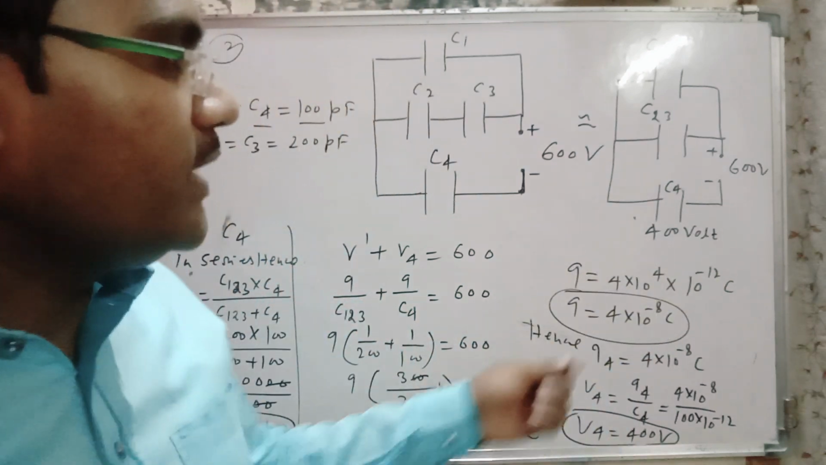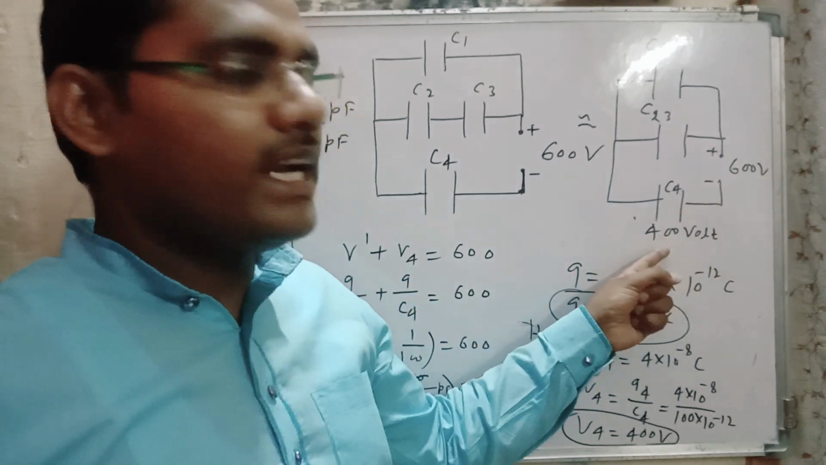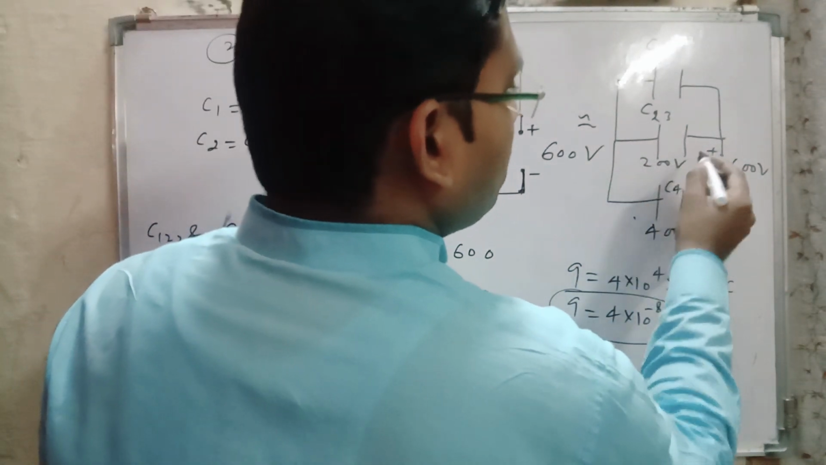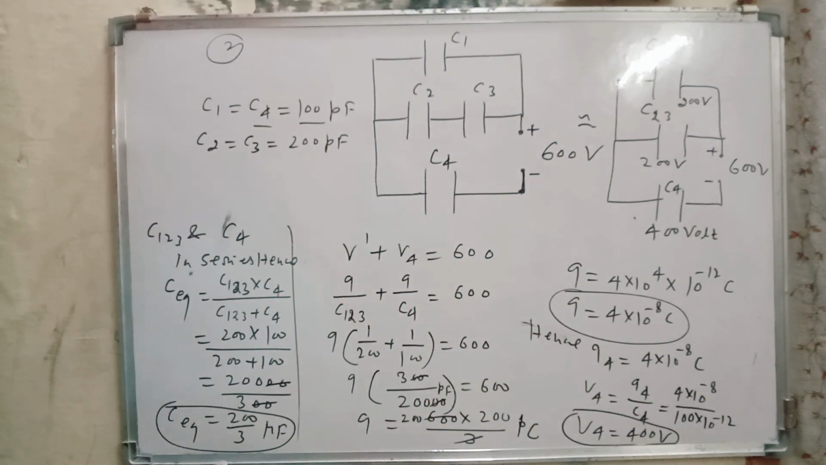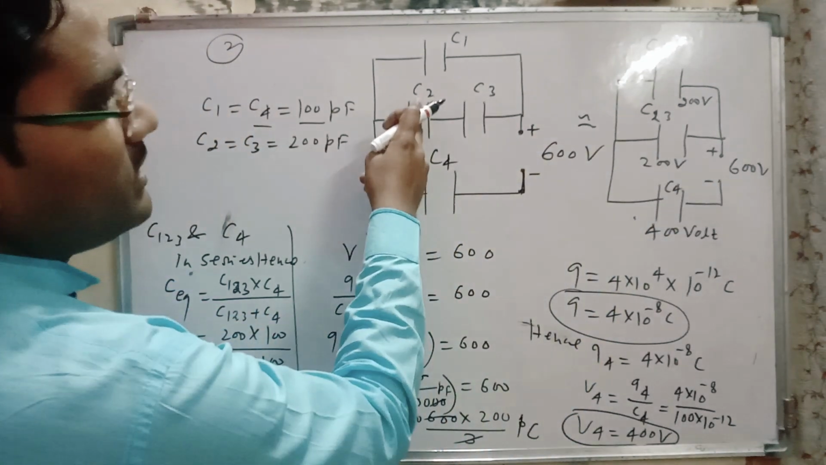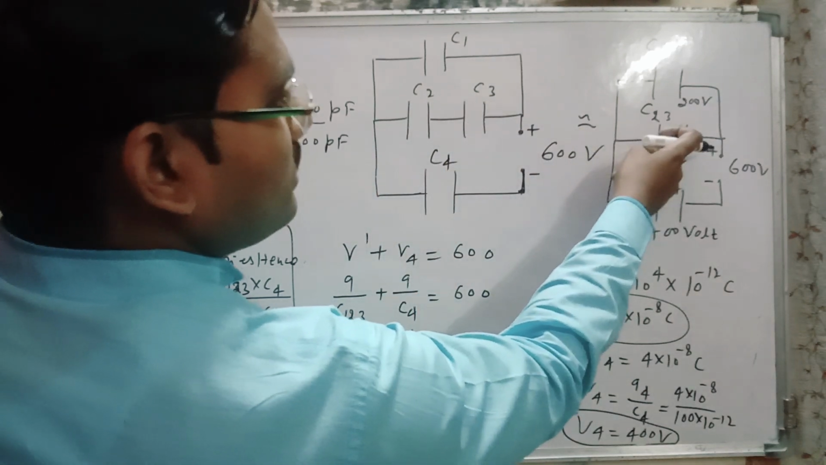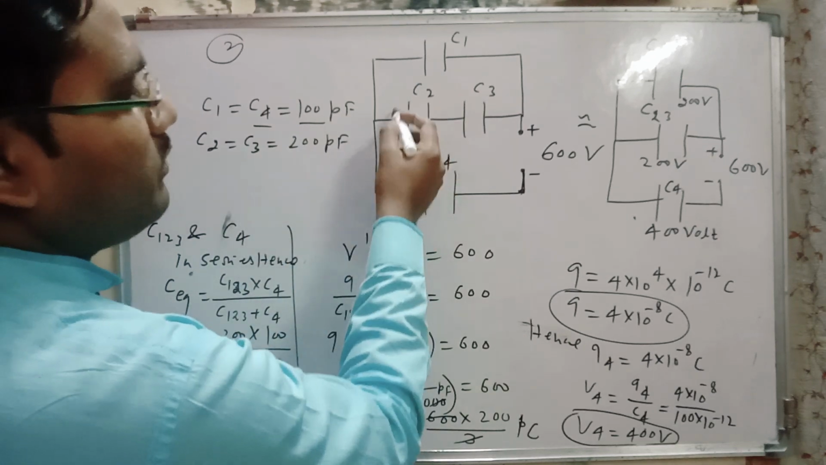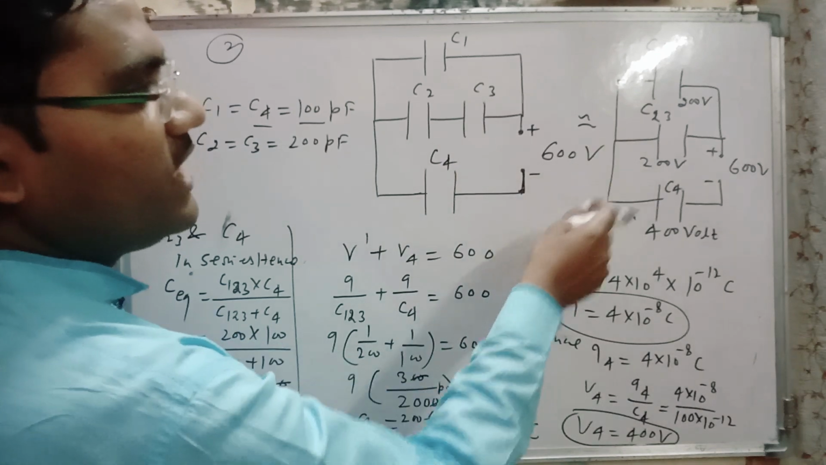Then what is the remaining voltage? Here 600 and here 400. That means there are 200 remaining potential. That means here 200 volt as well as here 200 volt. And if we come in reverse, combination of C2 C3 is C23, and the value of C23 is 200 microfarad. That means capacitance of these both capacitors are same. That means potential equally distributed.